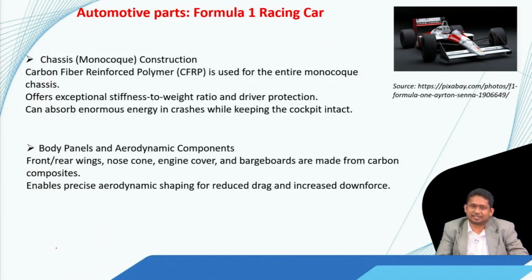Then another application in the automotive industry is the Formula 1 racing car. Here the monocoque chassis is made of CFRP. The main benefit is its high crash energy absorption, so it can absorb more energy and keep the driver safe because of that. It offers exceptional stiffness to weight ratio.